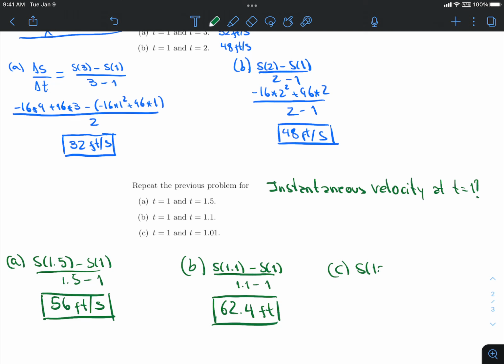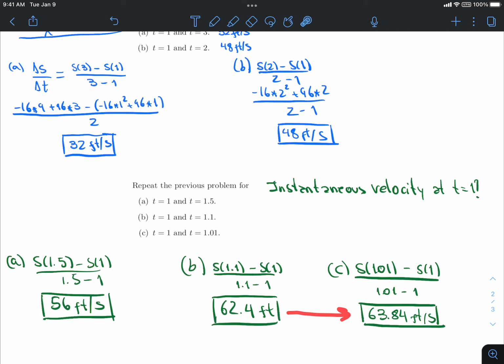So s of 1.01 minus s of 1, all divided by 1.01 minus 1. Again, checking with my calculator, that will give me 63.84. So this is getting slower, right? This change is getting smaller and smaller and smaller. So what if I made it even smaller?